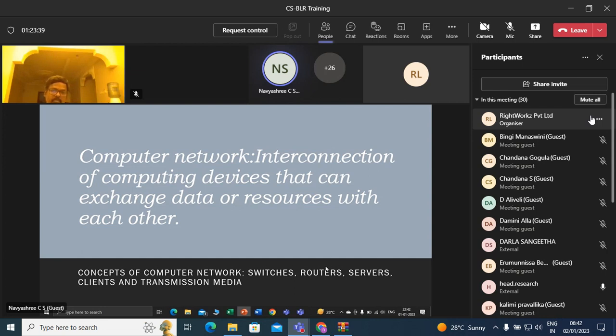So the router connects two or more packet switched networks or sub networks. The server is also a device that provides services to any number of computers called clients. Clients are the subunits of servers, a unit of computer hardware that accesses the service made available by a server as part of the client-server model. Transmission media is a channel for communication which transmits information from source to destination.